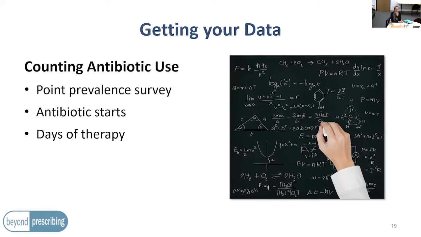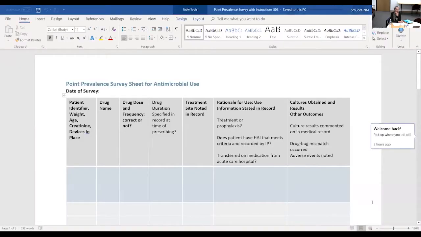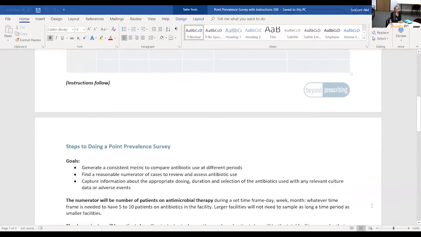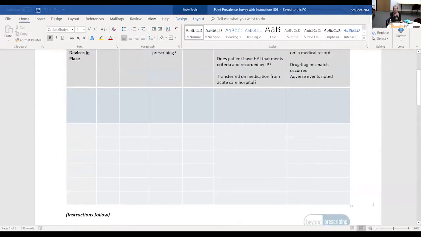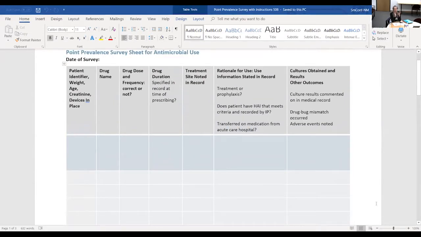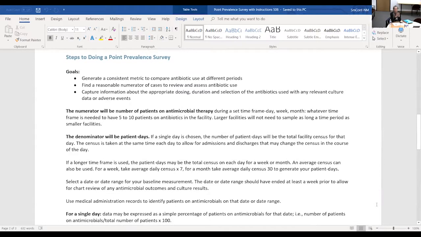Okay, okay. All right. So here's a point prevalence survey for antibiotic use. You don't have to do, this is so you can gather data on either a daily or monthly basis just to get you started on some data. So scroll down a little and we'll talk about the goals.